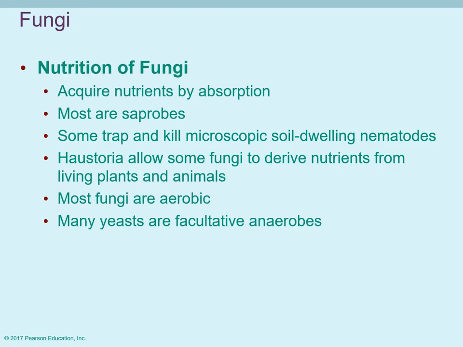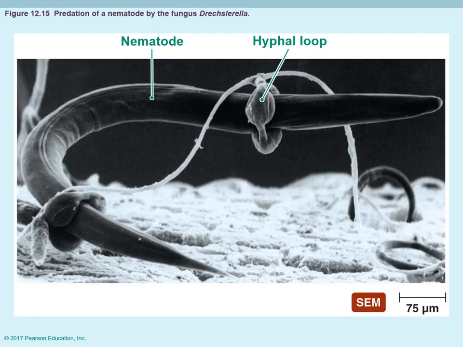Now, some fungi will feed on bacteria, some feed on animal cells, some feed on plant cells. It just depends on the species. Some are able to trap and kill nematodes, which are small worms, typically in the soil. Most fungi are aerobic, meaning they do need oxygen. Some yeast are facultative anaerobes, which means they would prefer the oxygen, but they can live without the oxygen.